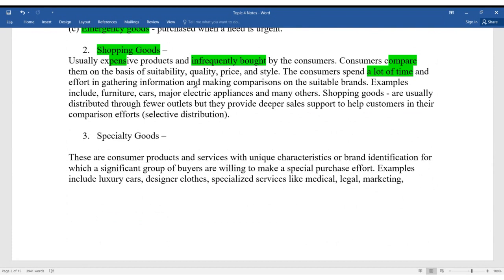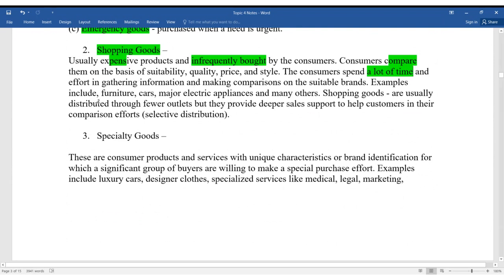So in most cases, most of these electronics, costly products, we have to take our time shopping for the best brand that will meet somebody's needs in terms of quality, price, and style. So the key characteristics that you need to remember are those ones. Products are expensive, infrequently bought. Brands must be compared. Consumers take their time to make decisions. The products are distributed in fewer outlets.